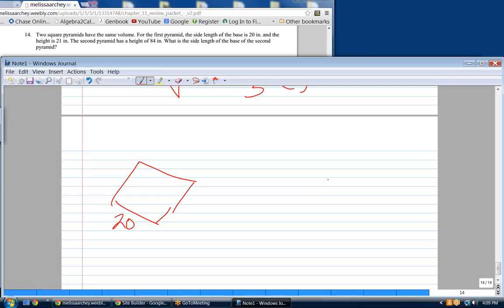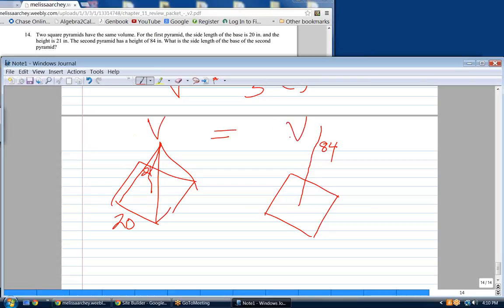For the second pyramid, the height is 84. So this line going up to the top would be 84. What's the side length of the base? And they have equal volumes. The volume of this one equals the volume of that one. And what they want is the side length right there.